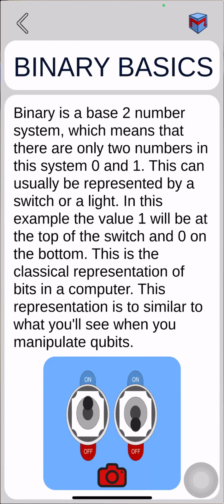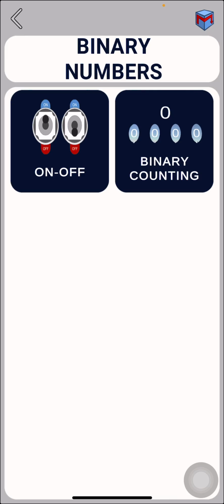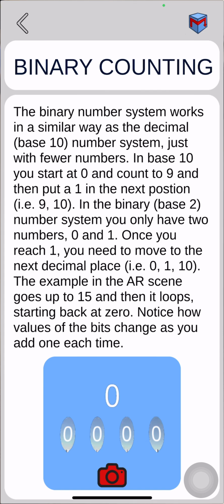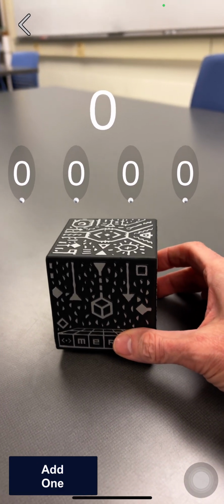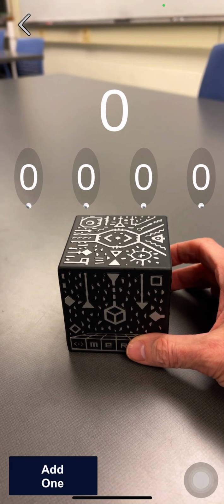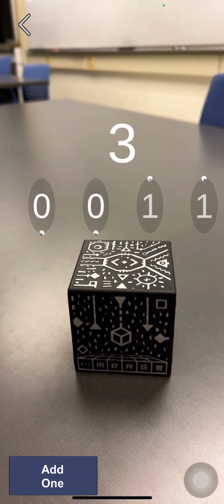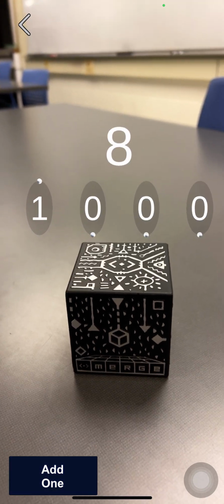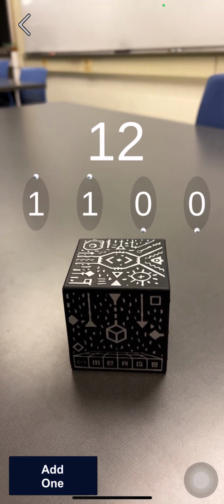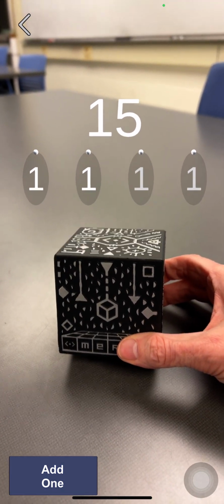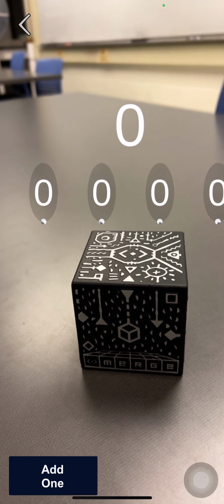We'll go back and we'll count next in binary. Here, again, there's some more information. Click on this AR button. We can see 4 bits now. And now we can just add 1 and we can see how the bits change. We can count all the way up to 15, and then it just resets to 0 and you can start again.